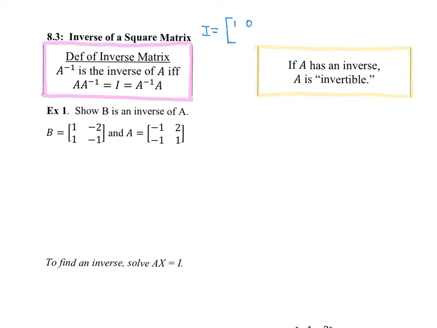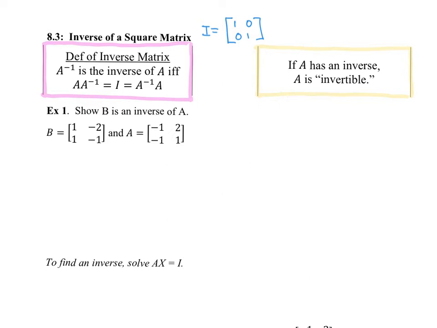So for example, it might look like this, but it could also be 3 by 3, 4 by 4, 5 by 5, as long as it has the zeros all around and then that one along the diagonal that starts on the top left. Okay, if A has an inverse, A is invertible. If it doesn't have an inverse, the method we use to find the inverse will fail, and that's how we would check.